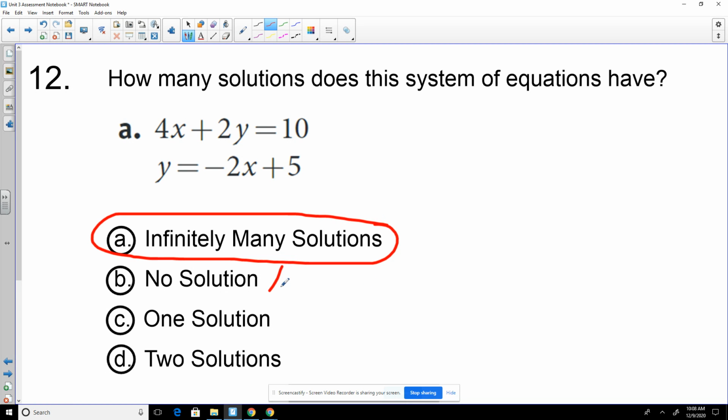No solution is parallel lines. One solution is intersecting lines. And two solutions, we've never talked about anything that even has two solutions. That'll be Algebra 2. So nobody should have selected two solutions.